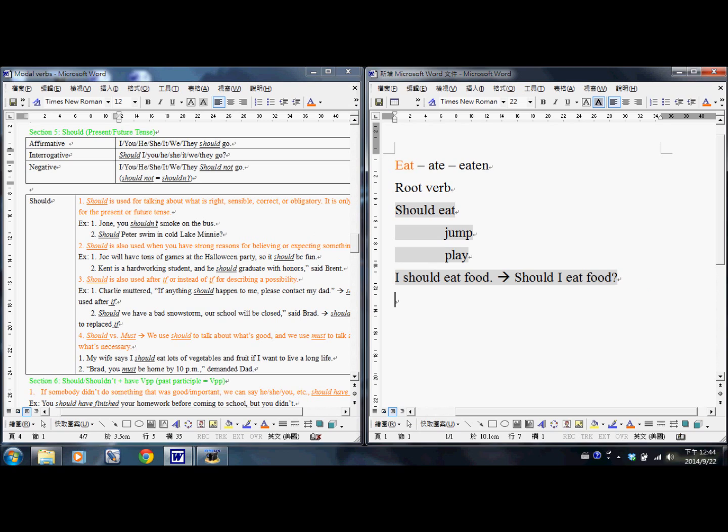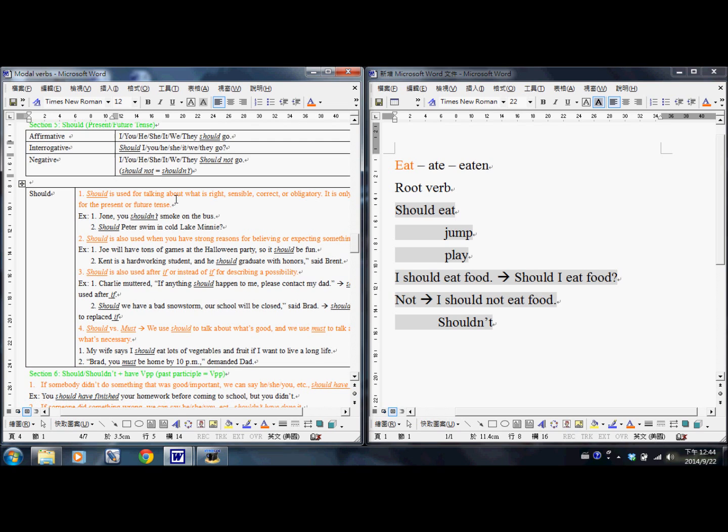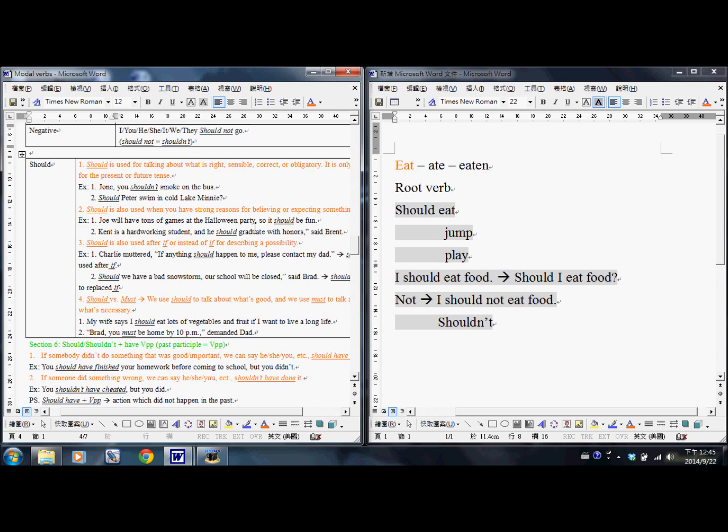Alright, and in negative sentences we have to add not into the sentence, but where do we put not? Well, right after should. So I would say I should not eat food. As we know, we can also write this in its contraction form. Should not together, we can write shouldn't. So I shouldn't eat food, as you can see over here. So this is the formulation for should, and let's look at how to use should in sentences.